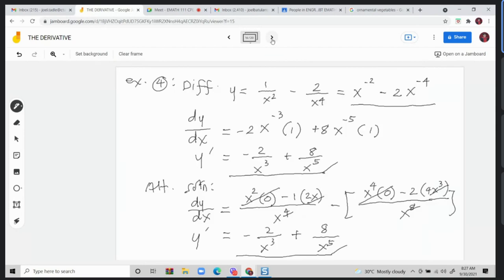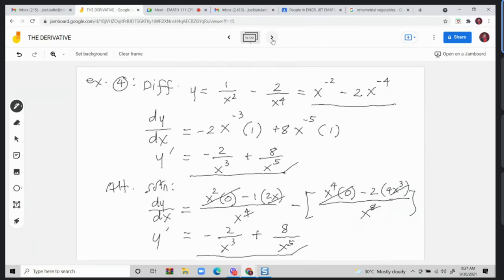Okay, so next example. What if the given function is like this? 1 over x squared minus 2 over x to the power 4. So, kung yung ani ang given guys, pwede na to gamiton ang derivative of quotient or pwede sa nato gamiton ang derivative of power formula. So ato ni siyang i-transform to x to the power negative 2.